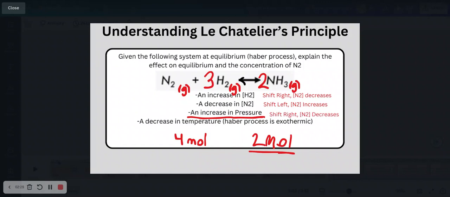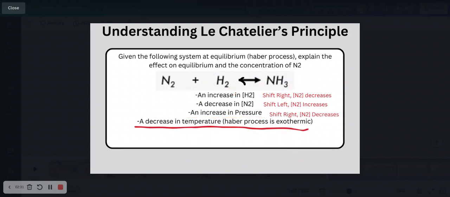Alright, fourth and finally, a decrease in temperature. And the Haber process is exothermic, so keep that in mind. So what we can do is actually write here energy as a product, because it's exothermic. So energy is a product, and we know that a decrease in that product will mean we need to shift towards it. So we'll need to take some of the N2 and H2 to form energy, to form this exothermic reaction. So it'll shift right, and the concentration of N2 decreases.